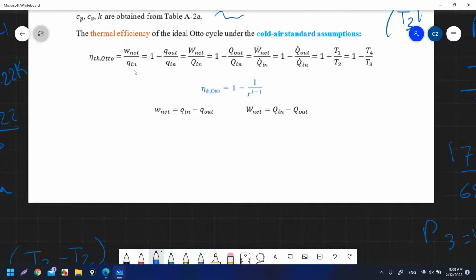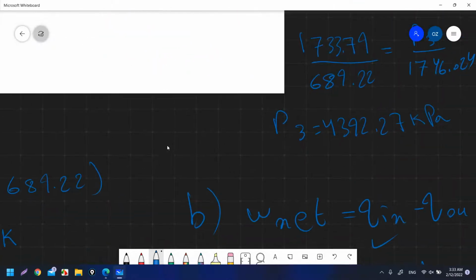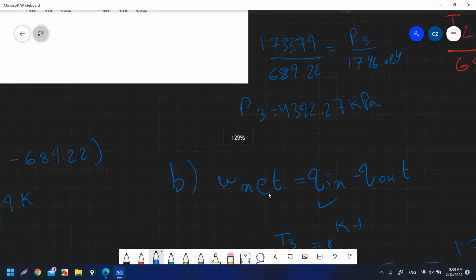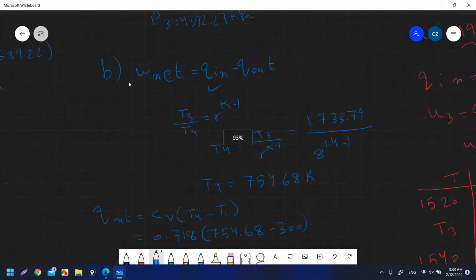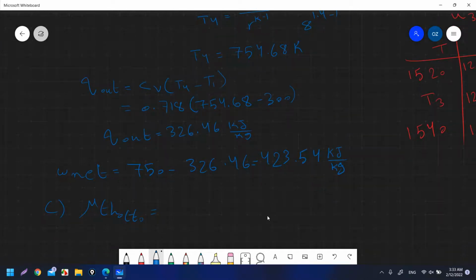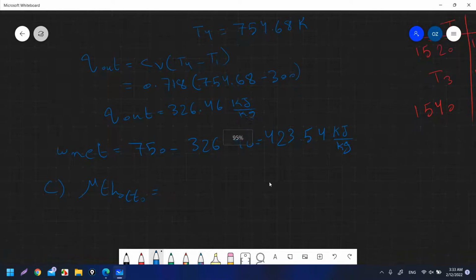Okay, W net over Qn, 1 minus T1 over T2, 1 minus T4 over T3, this new equation. So let's solve with all of them and see if the number will be the same or not. Because they are already derived from each other, of course they will give you the same equation.